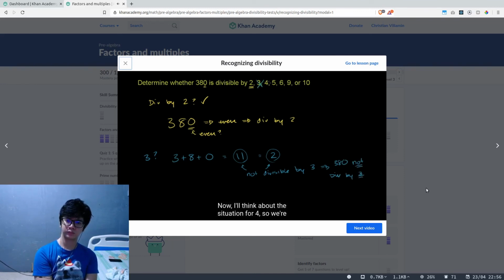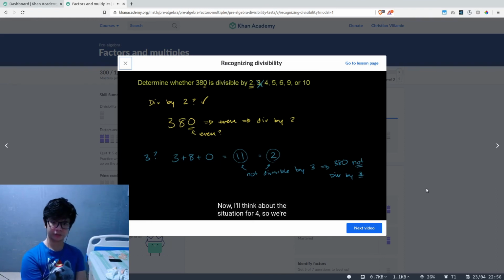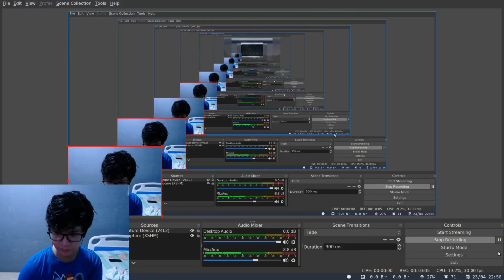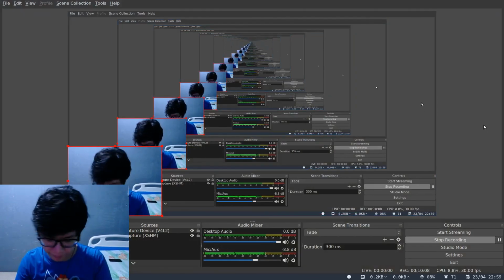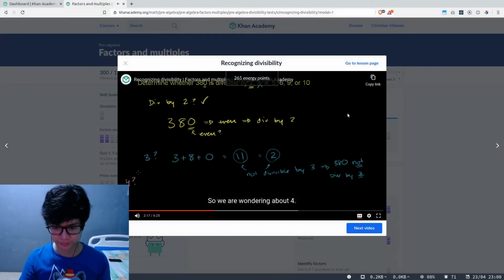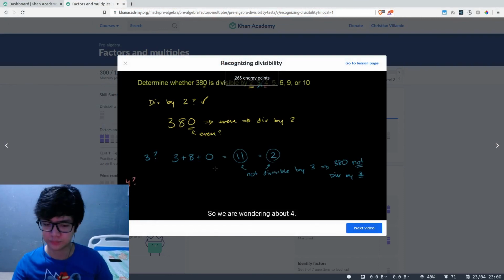Now let's think about the situation for 4. So if we're thinking about 4 divisibility. So we are wondering about 4.